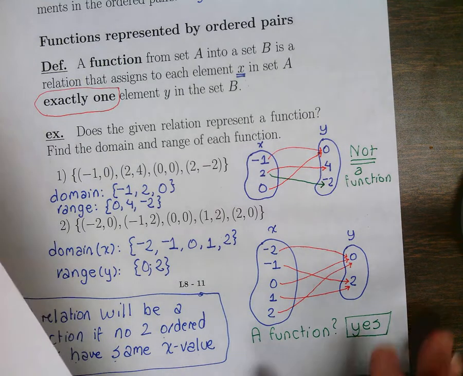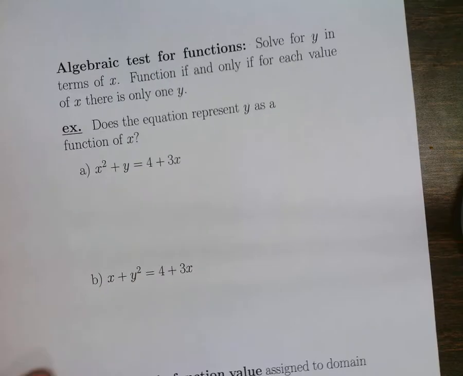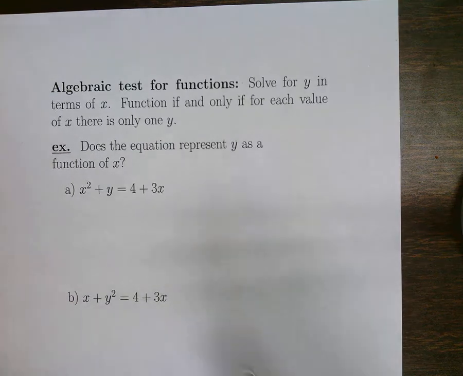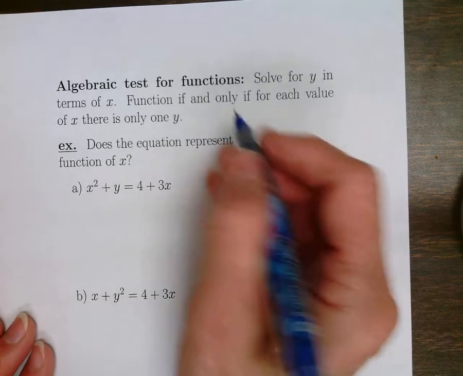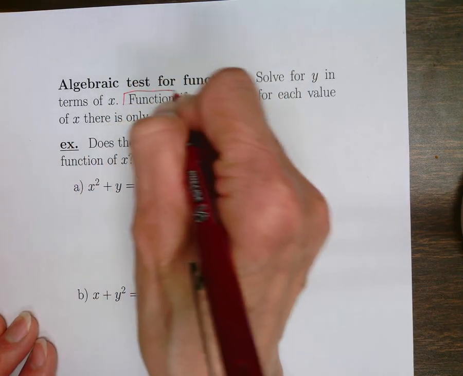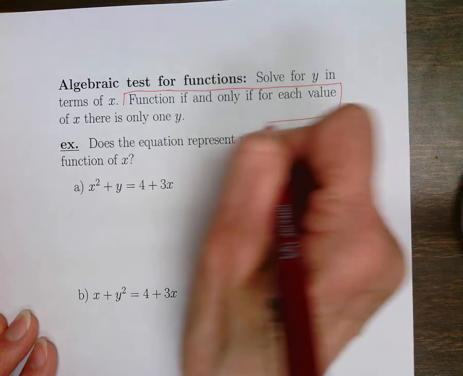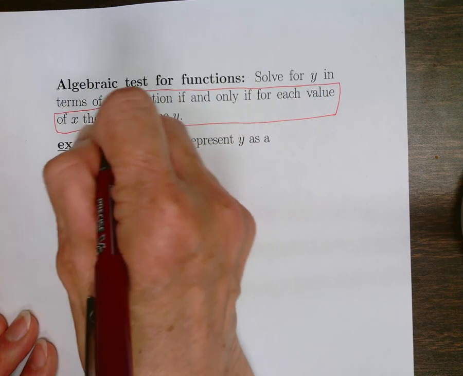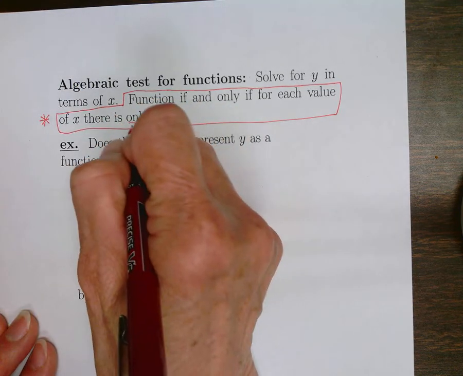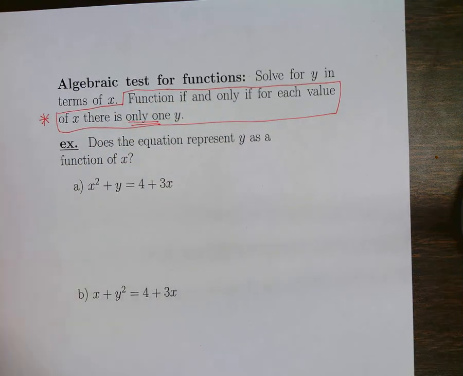ordered pairs like this. More often, we're going to be looking at algebraic equations and using those and trying to determine if or whether or not it's a function, okay? And we know that we have a function, and here's the key. For each value of X, there is exactly one Y. That's the key. That only one is the key part of the definition.